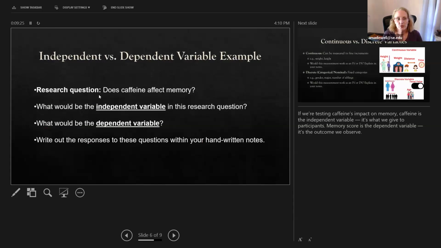If we have a research question, does caffeine affect memory? Interesting. What would be the independent variable in this research question, and what would be the dependent variable? Write out your response in your handwritten notes for your participation credit.